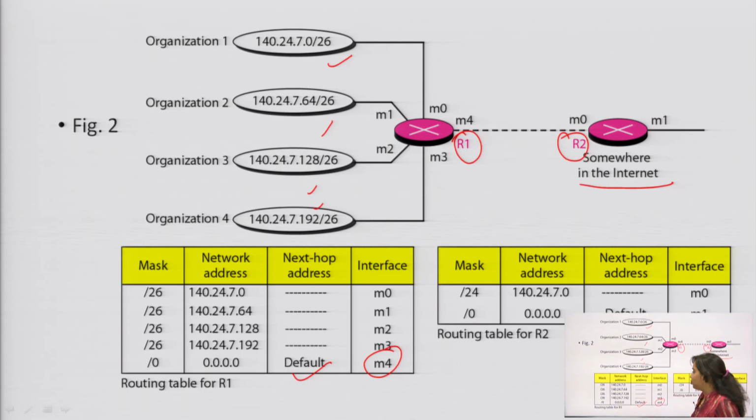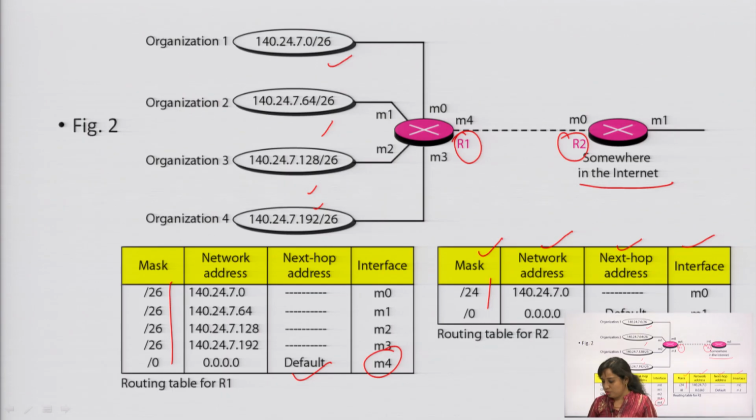So, when it reaches the end of the routing table, then it will be forwarded to this address. Then this is the mask, as you can see, this is /26 and we have used /24 over here. So, this is the network address, this is the next hop address, and this is the interface which is presented over here, denoted by M0 and M1.